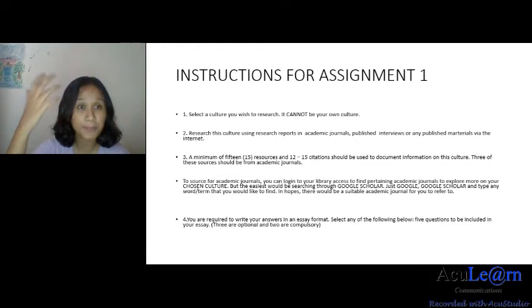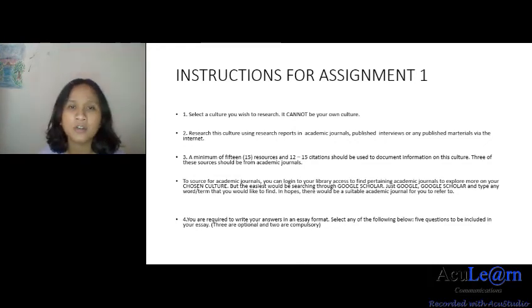Remember that. And research this culture using research reports in academic journals or any published materials via the internet. Don't use Wikipedia. Other sources are fine. The third point will be 12 to 15 citations. If you want to search academic journals, just use Google Scholar, and you can find a couple of academic journals on your culture right there.